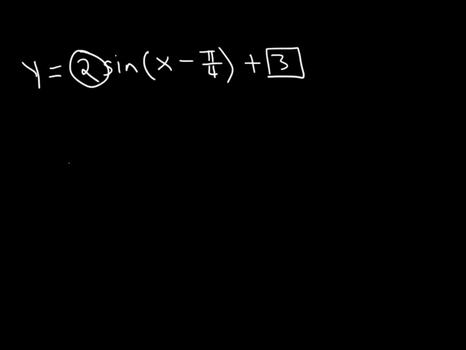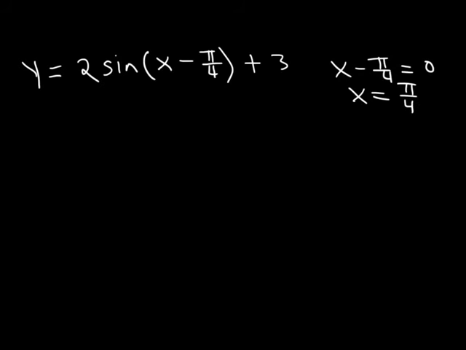Now let's try another example. Let's say we want to plot 2 sine x minus pi over 4 plus 3. So we have a vertical shift of 3, an amplitude of 2. The number in front of x is 1, so 2 pi over 1 is 2 pi. The period is still 2 pi. But we do have a phase shift. So if we set the inside equal to 0, the phase shift is positive pi over 4.